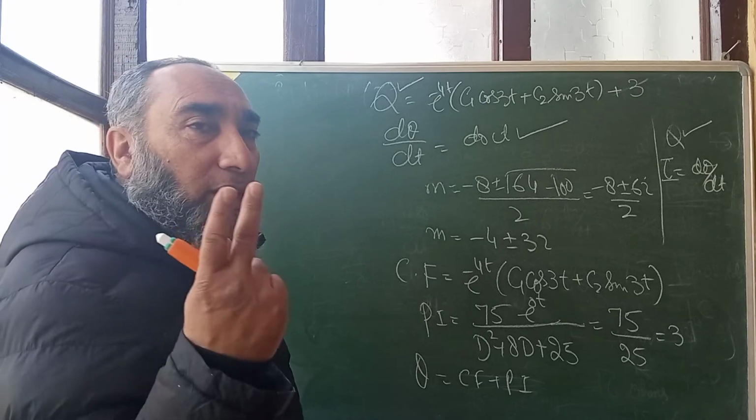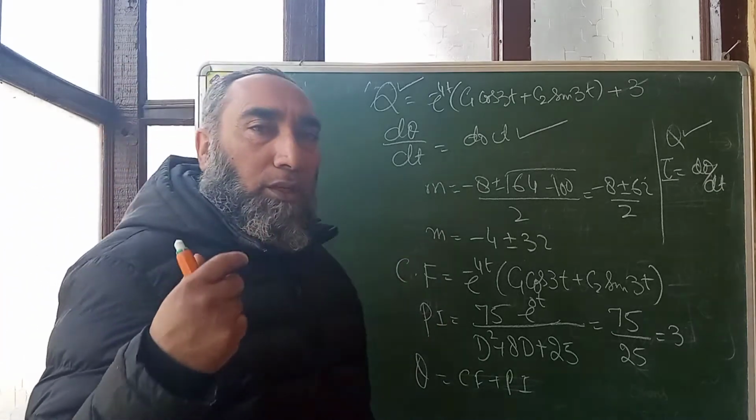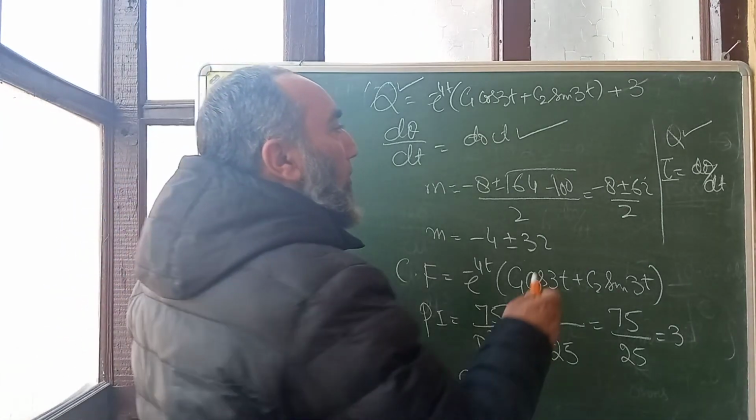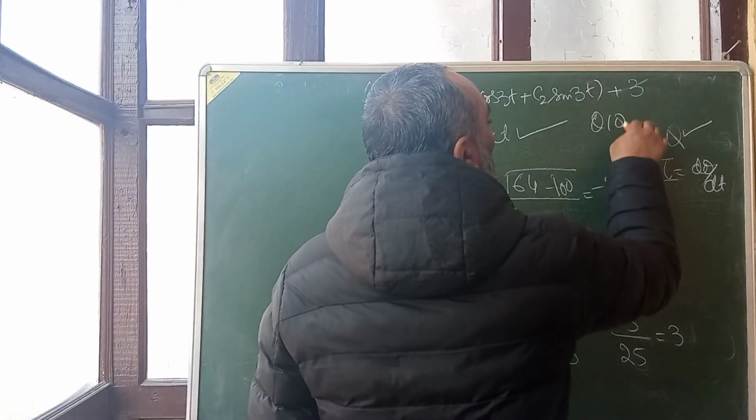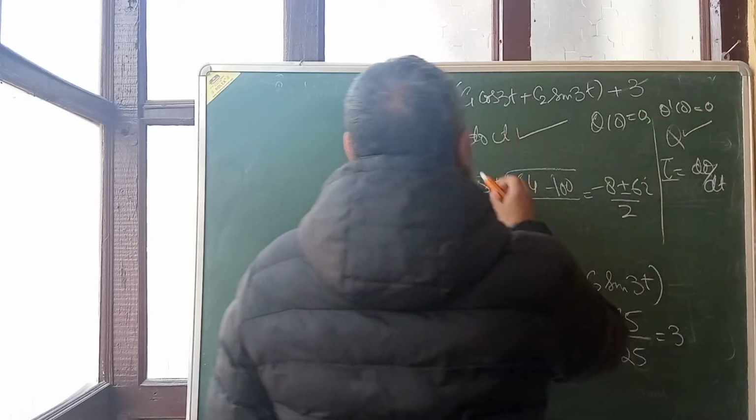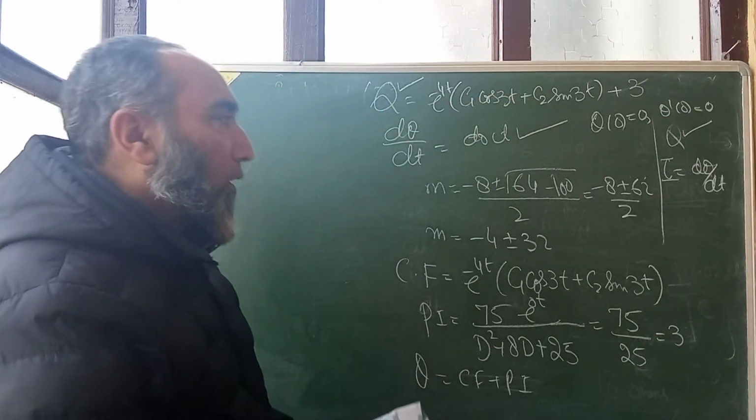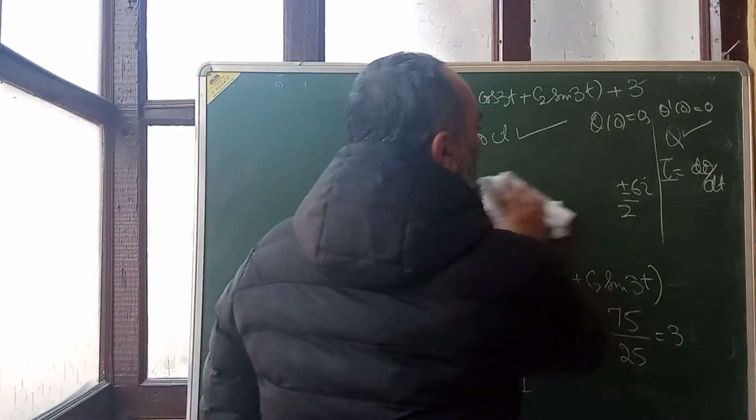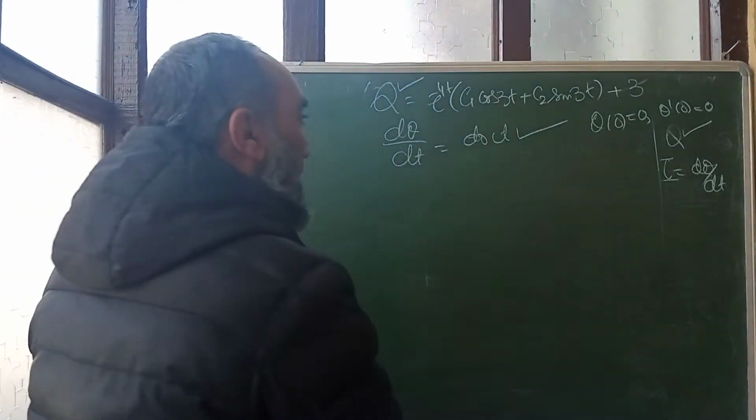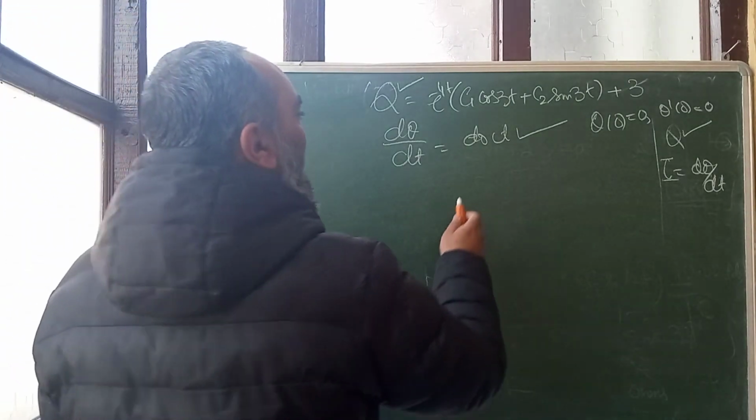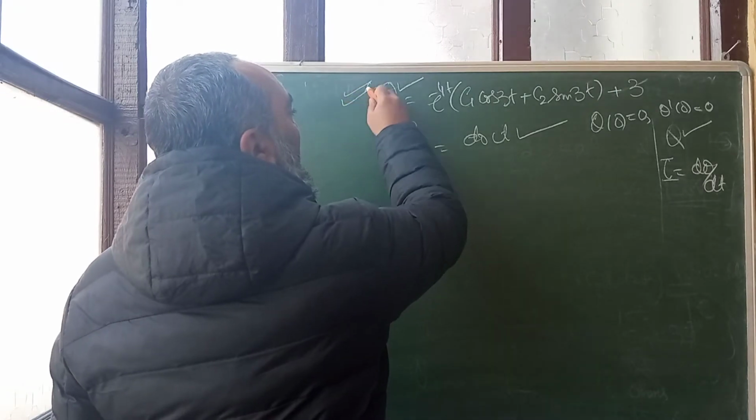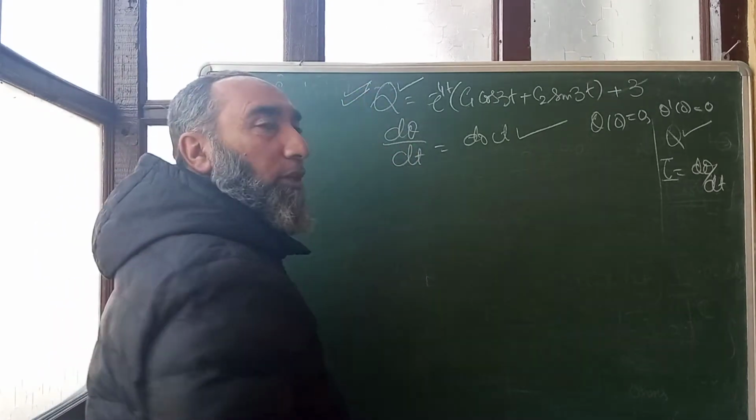You can always use the initial conditions. There were two initial conditions. Initially the charge on the capacitor is 0 and the current in the circuit is 0. You can always use Q(0) equal to 0 and Q dash (0) equal to 0 to find C1 and C2. Okay, let me show this for the charge Q only. You can always find dq by dt likewise.